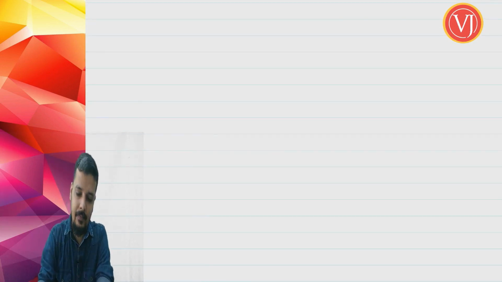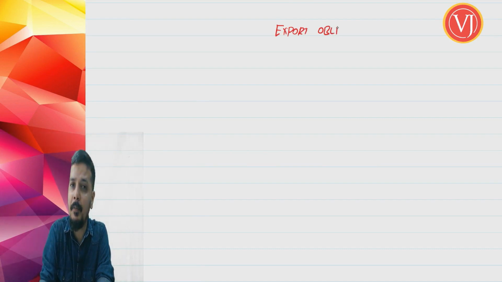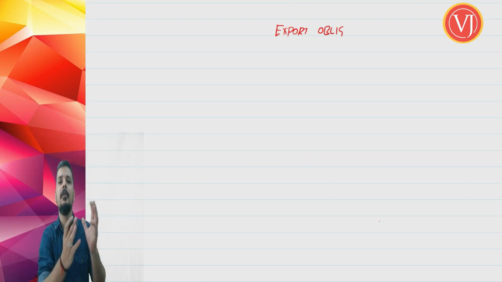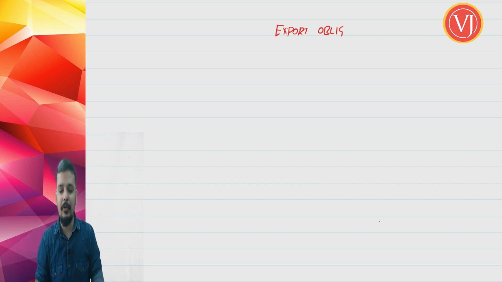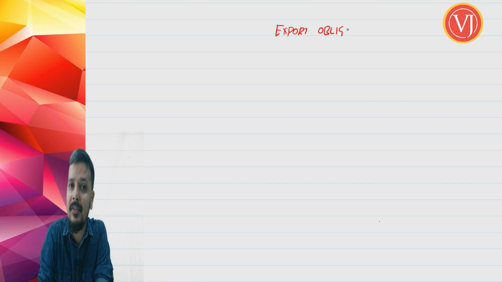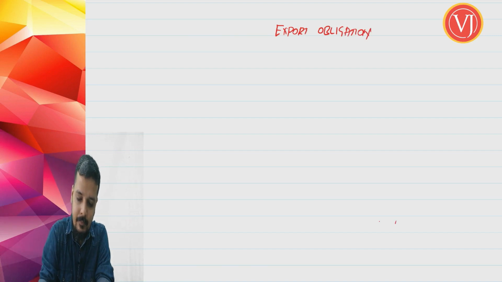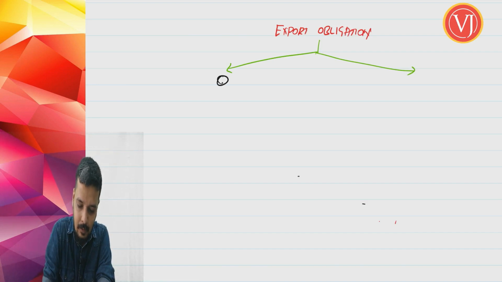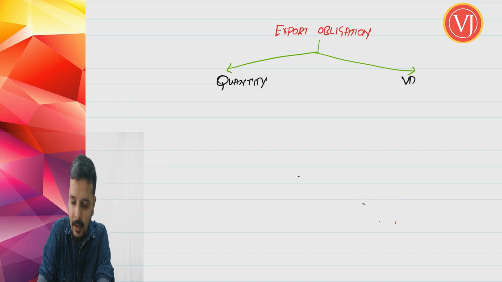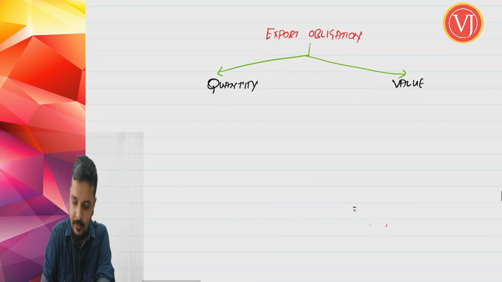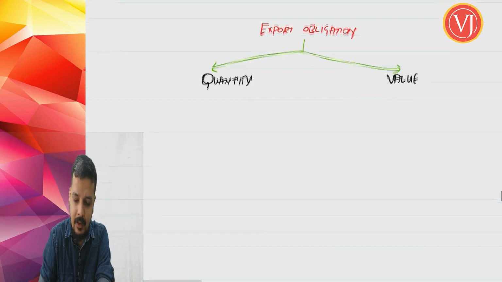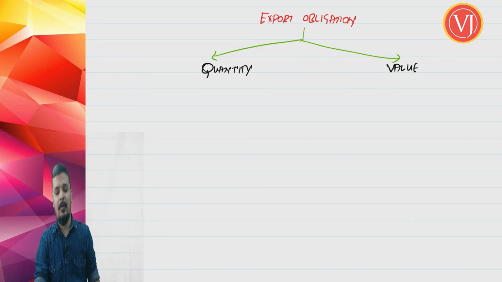Yes, now you have to fulfill your export obligation. If you have imported inputs free of duty, the import of inputs free of duty should be within 12 months from the date of issuance of advance authorization, and you have to fulfill your export obligation within 18 months from the date of issuance of advance authorization. Now you have to fulfill your export obligation both in terms of quantity as well as in terms of value.